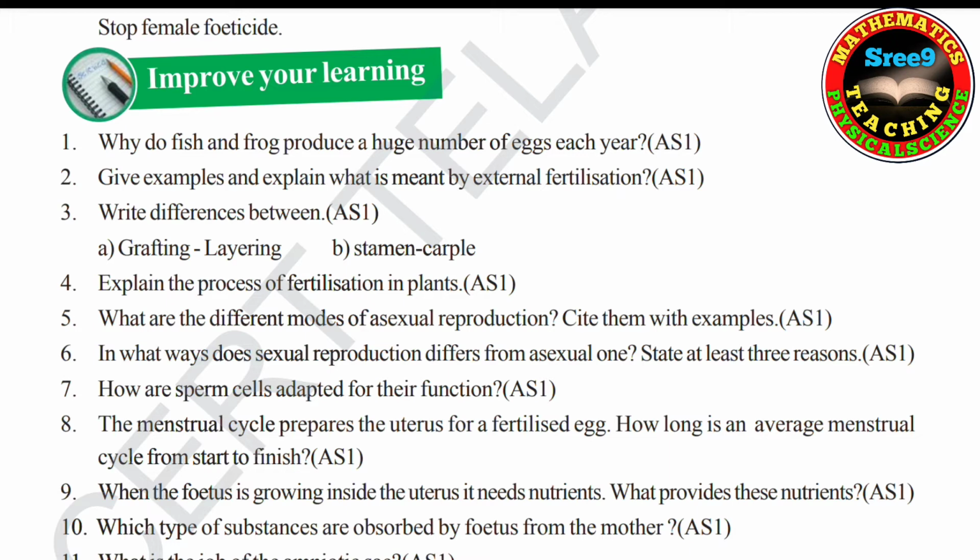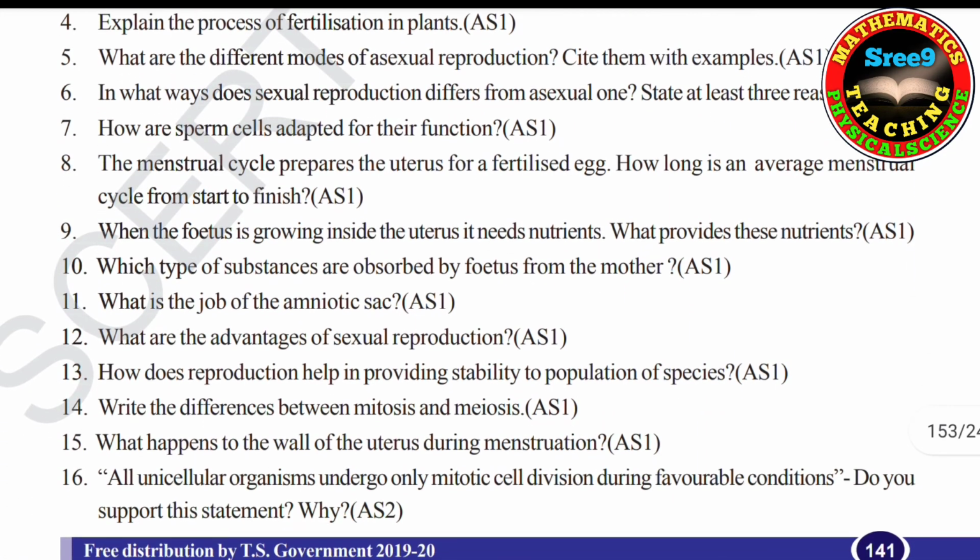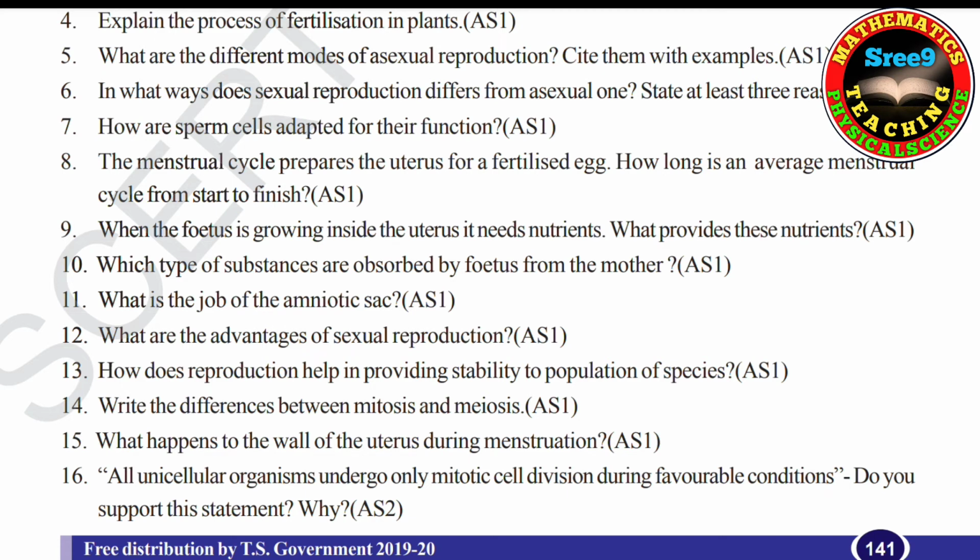Now coming to the eighth one, which is very important. The menstrual cycle prepares the uterus for a fertilized egg. How long is an average menstrual cycle from start to finish? Very, very important question. That is the eighth one. Okay, please remember this. Now coming to the ninth one: when the fetus is growing inside the uterus, it needs nutrients. What provides these nutrients? This is a short answer type question, important.